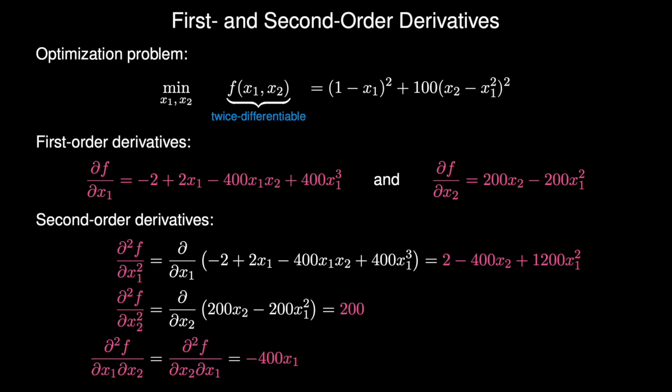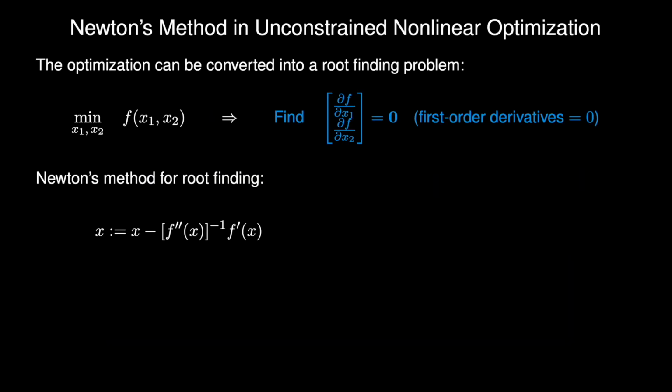The diagonal entries are the second-order partial derivative with respect to x1 and the second-order partial derivative with respect to x2. The off-diagonal is a cross-partial derivative. This Hessian matrix captures all the curvature information of the function at any point. To minimize f of x1, x2, we convert to a root-finding problem: find where the gradient vector equals 0.